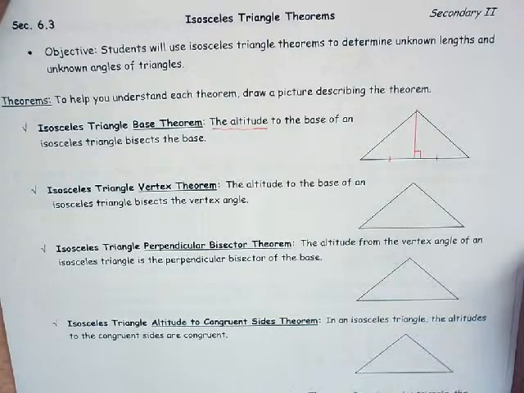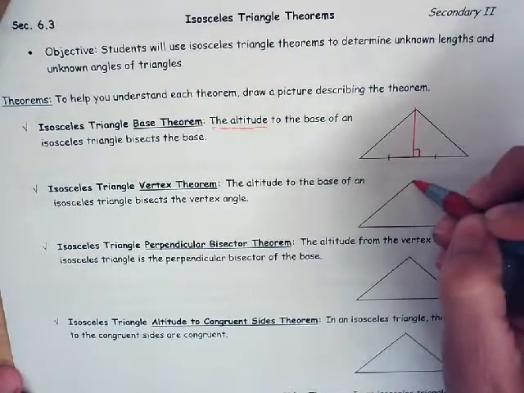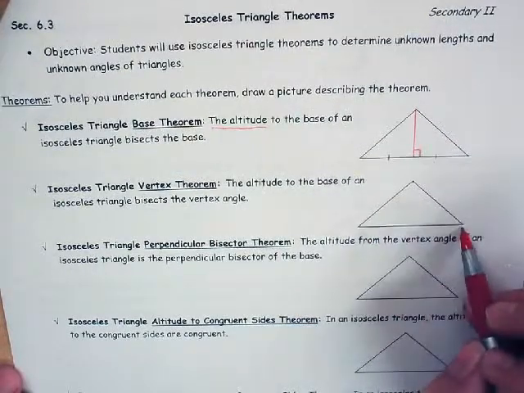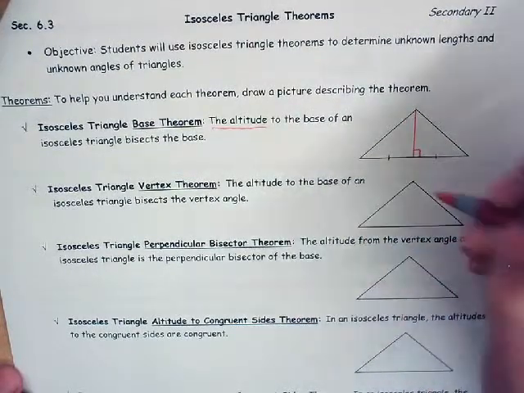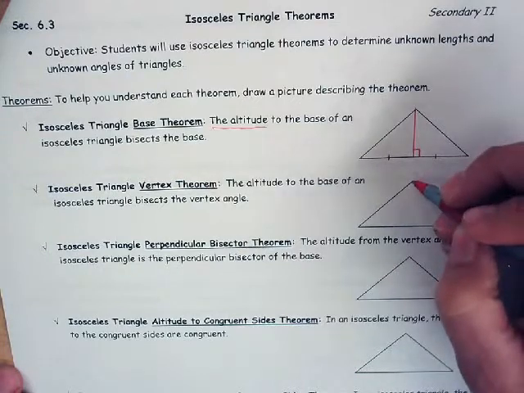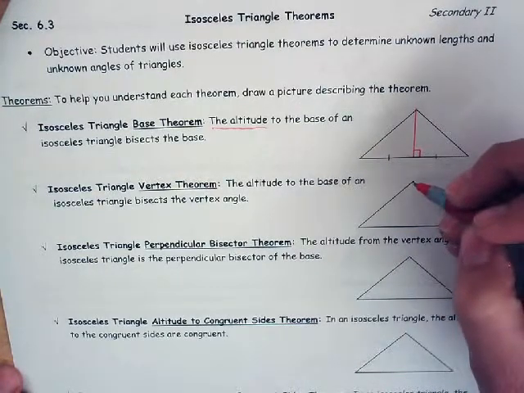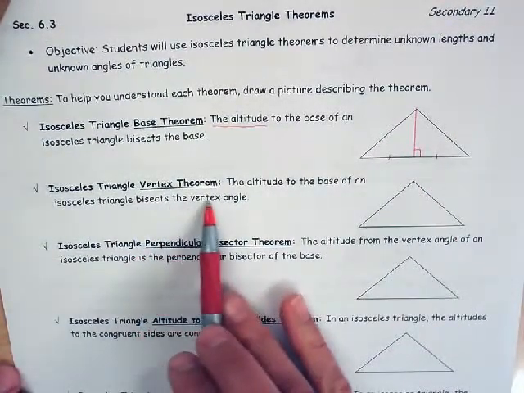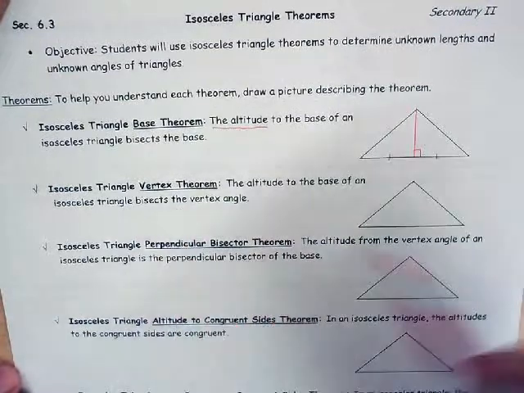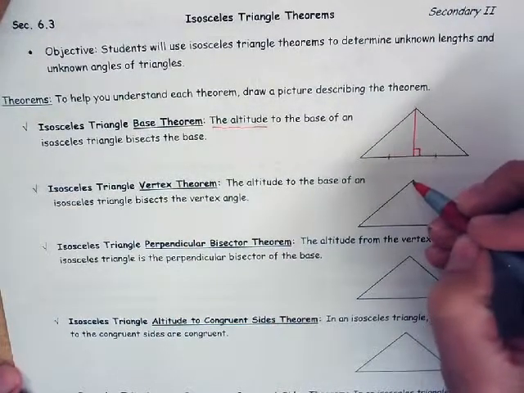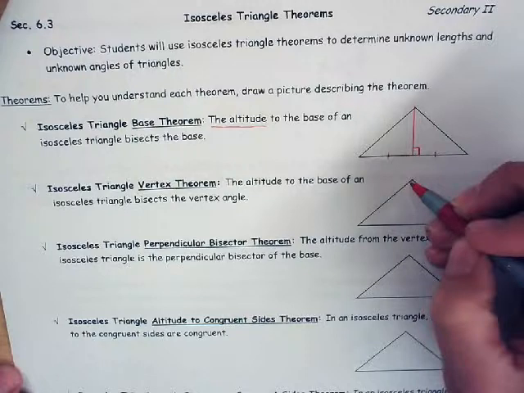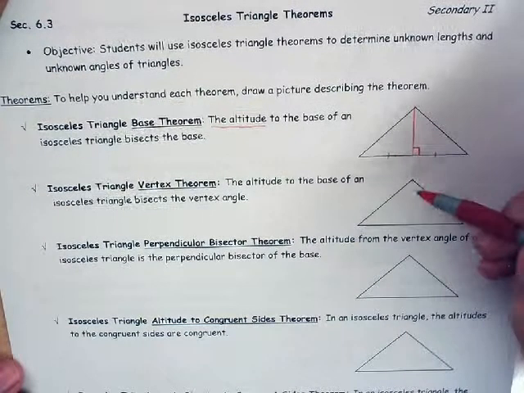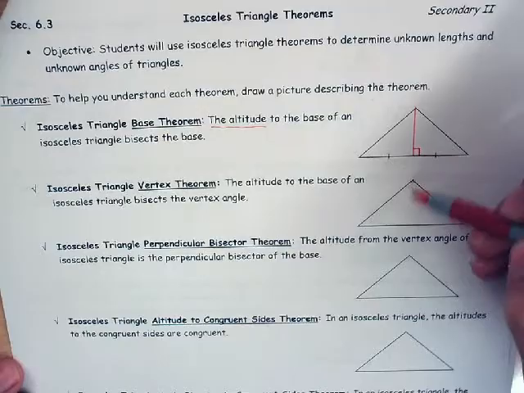Okay, the next theorem is the isosceles triangle vertex theorem. Vertex refers to this top angle right here. The bottom two angles are our base angles that are congruent, so this is the angle that's different. The altitude to the base of an isosceles triangle bisects the vertex angle. So this word bisects means that it cuts it in half. So here's my vertex angle, and if I draw the altitude to the base, the same line I drew here, it also cuts this angle in half.